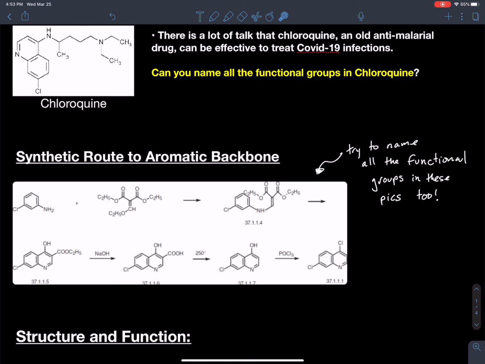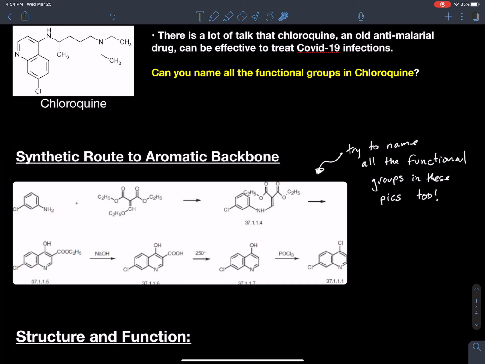Okay, and then if I treat this with sodium hydroxide, it loves to break up esters. That's that functional group over there. So it'll turn an ester into a carboxylic acid, which is what you can see over here. And then if I treat that with heat, I'm going to remove the carboxylic acid, blow off carbon dioxide, and then you get that structure. And then when I treat that with POCl3, it likes to react with hydroxyls and turn them into chloro groups. That's how we get that backbone molecule.